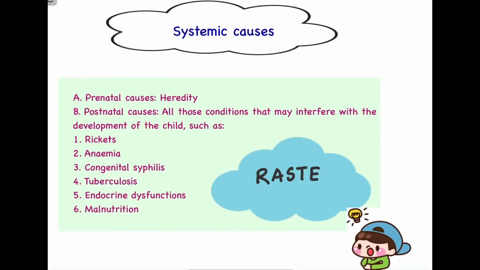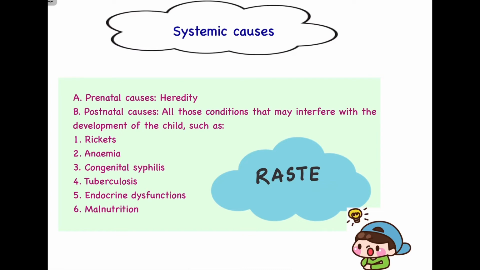Moving on towards the systemic causes of impaction, right? First we need to divide these causes into two types, that is either prenatal causes or postnatal. By prenatal we mean before birth, and by postnatal we mean after birth. Certain factors may lead to prenatal causes, such as heredity. If it is a familial trait, wherein the grandparents, then parents, and then the child also have impaction, then there might be a heredity or familial tendency for the same.